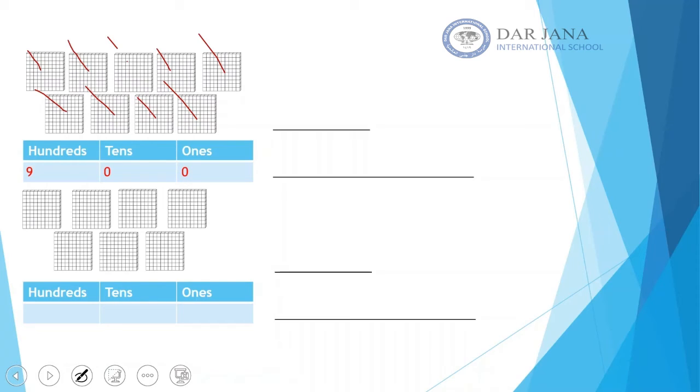Now, what do you get? You have a 3-digit number. What is it? Who can tell me? Very good. I have 9 hundreds. 900. How do I write it? 900.